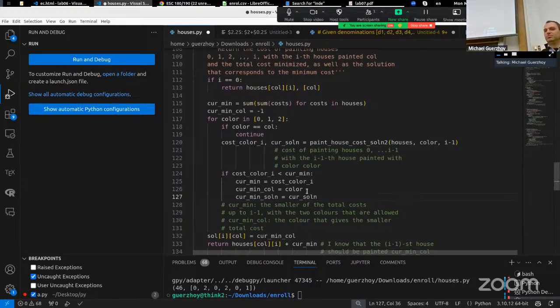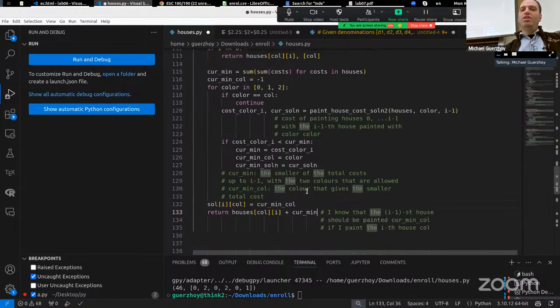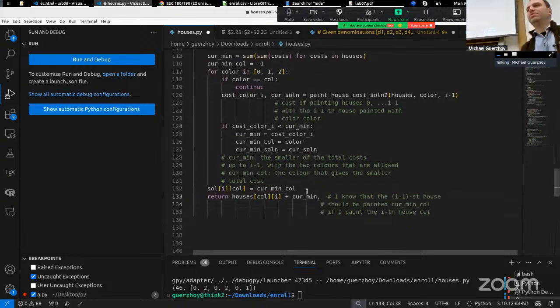All right. So the magic here is, assuming it returns the right thing for I minus 1, I now have both the optimal cost of everything up to house I minus 1, and also the solution that corresponds to that cost. And the solution is just the list of the colors up to I minus 1. Okay. All right, so updated that. Cool. Now here, I'm still returning the cost from last time. I want to return the solution here. What is the solution that corresponds to this cost?